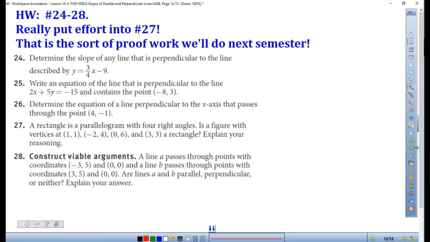Alright, so you're going to try these. You know where the key is on JT Learning. You're going to try these, especially pay attention to number 27.